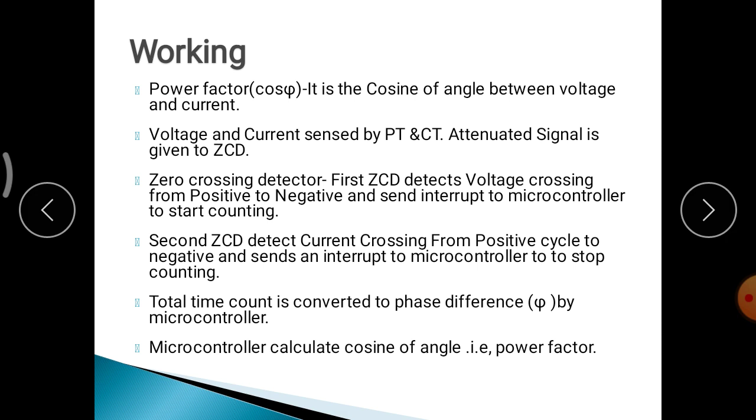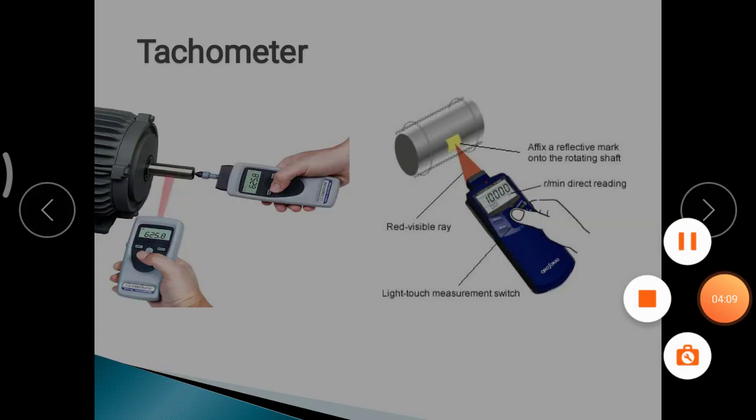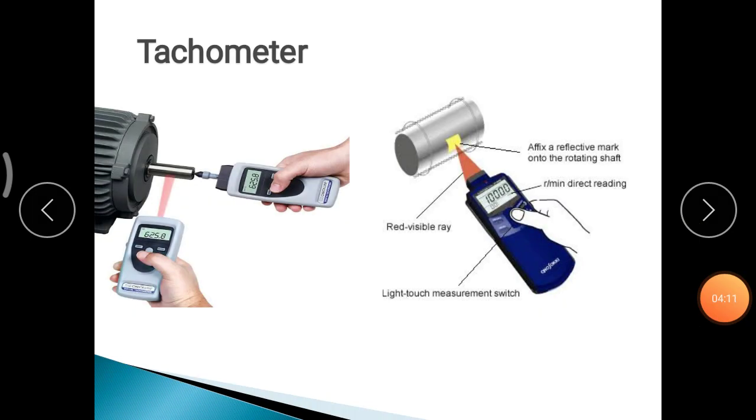Some important points regarding that working I have given here, just glance at them once. Next, come to the tachometer. What is a tachometer? It is a measuring device for speed. Any rotating machine's speed is measured by the tachometer. Earlier we were using analog meters, nowadays we are using digital meters. In the first diagram, both are digital tachometers. The first one is the contact type and the next is the non-contact type.